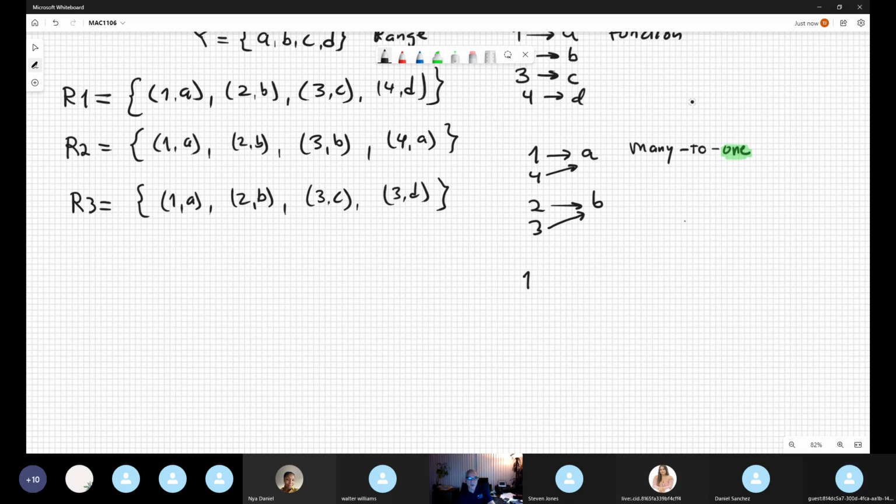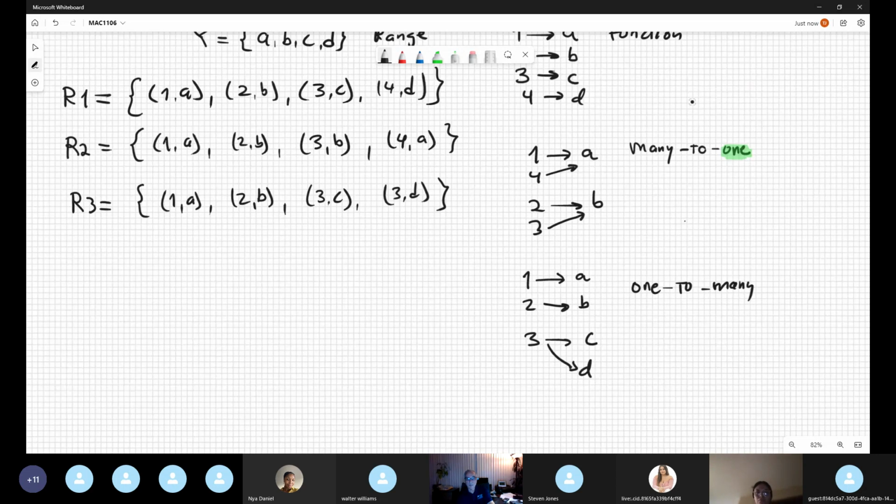Let me try to visualize. 1 corresponding with A, 2 corresponding with B, 3 corresponding with C, and 3 corresponding with D. This is the big problem. This is one-to-many. The complication is this part: 3 associated with two values. Therefore, the answer is no function. This is no. This is yes.